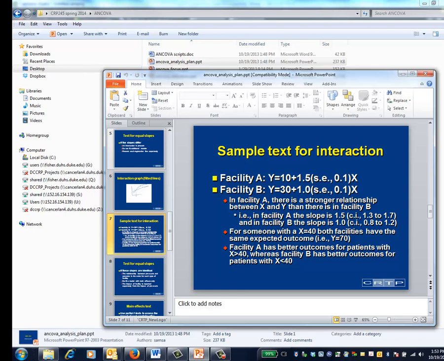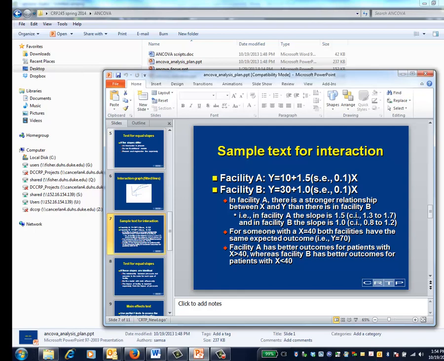You might say that in Facility A there's a strong relationship between functional status pre- and post-rehab. To predict the post-rehab status, take the pre-status, multiply by 1.5, and add 10. In Facility B, the relationship is less strong. There, your prediction would start with the pre-status, multiply by 1, and add 30. The slopes are statistically different, as illustrated by a p-value of 0.01 for testing the model's interaction term. These differences in slope are also of a clinically important magnitude.